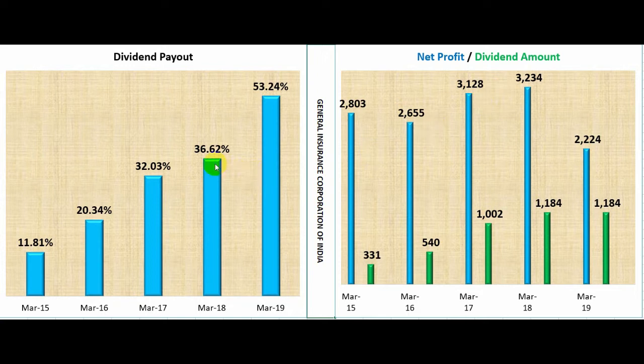Many investors would want to just buy into this company because of high dividend payout. So we can see there's a consistent increase in the dividend payout from March 15 onwards. In value terms also, in March 15 the company had paid 331 crores as total dividend to the shareholders, which has now increased to 1,184 crores.